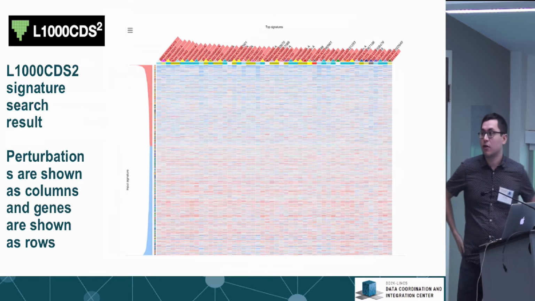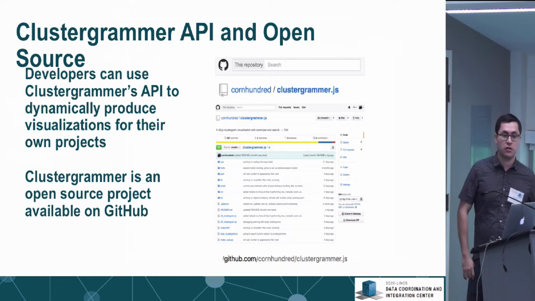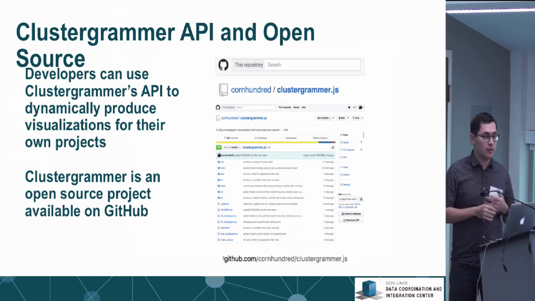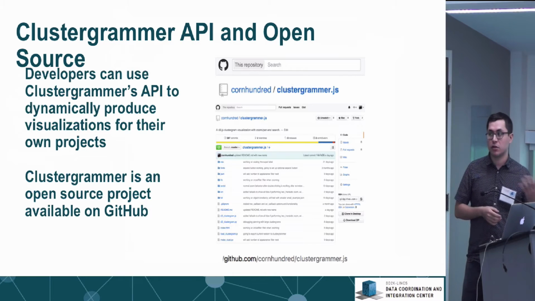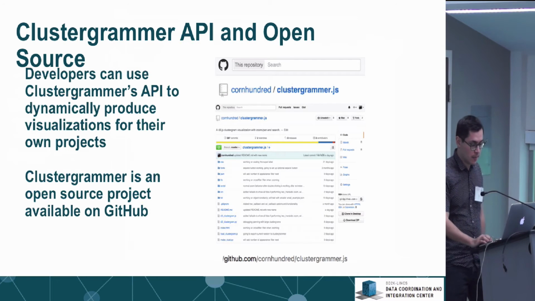Yeah, and so Clustergrammer is available for developers who are interested in producing a visualization on their own. There's a couple of ways you can do this, but one way is you can use the RESTful API to obtain a visualization directly from Clustergrammer, so you don't have to deal with any of the code. But if you're interested in looking at the code itself, it's an open source project, which you can do on GitHub.